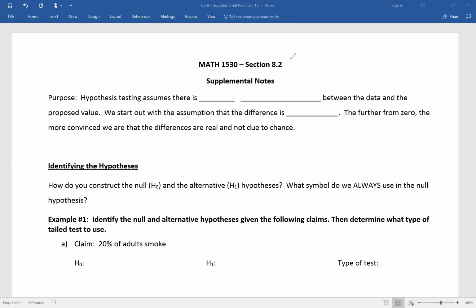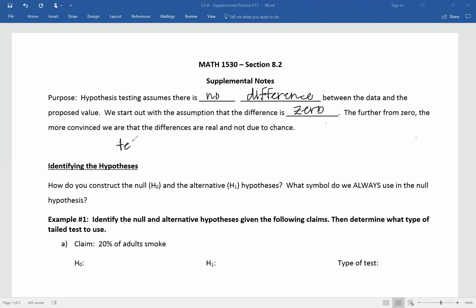So a hypothesis test assumes that there is no difference between the data and some claimed or proposed value. We start out with the assumption that the difference is 0, and then we may change our mind if that difference gets too big, and we need to establish cutoffs for what too big or too small means. So the further from 0 our difference gets, the more convinced we are that the differences are real and not just due to chance.